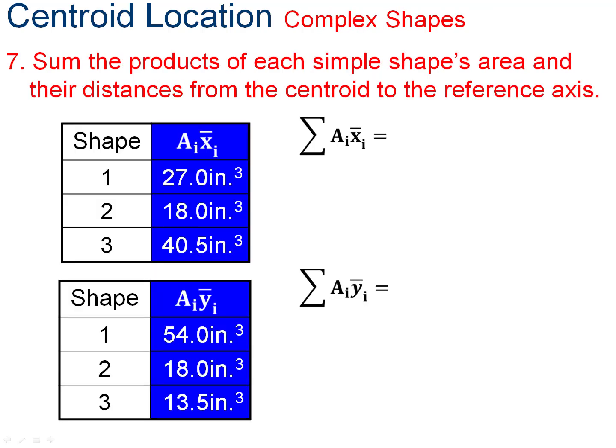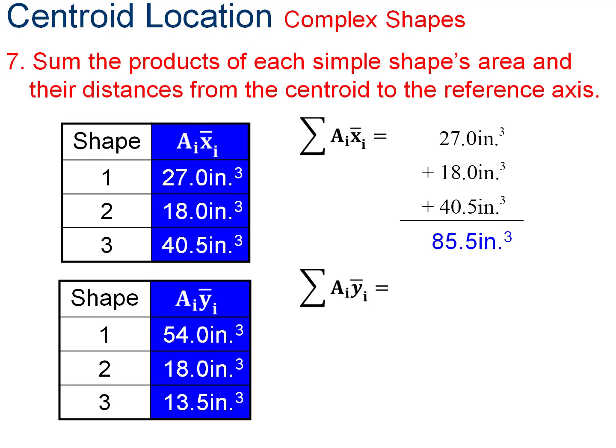Now I step back to my formula. And remember, my formula on the top was the sum of all of the areas times all of the x bars. So that was the numerator for my formula. So I go through and I do that. Just add those up. 85.5 cubic inches. Do the same for y. 85.5 cubic inches. So sum the products for each simple shape area and their distances from the centroid. Step 7.